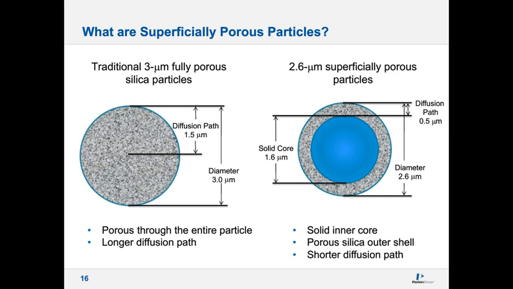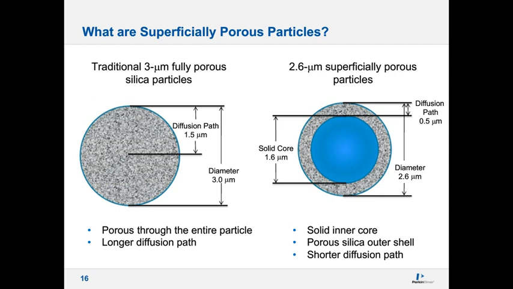You can see in the image that a traditional 3-micron fully porous silica particle is porous throughout the entire particle, whilst the 2.6-micron SPP particle, on the other hand, has a 1.6-micron solid core and also a shorter diffusion path.